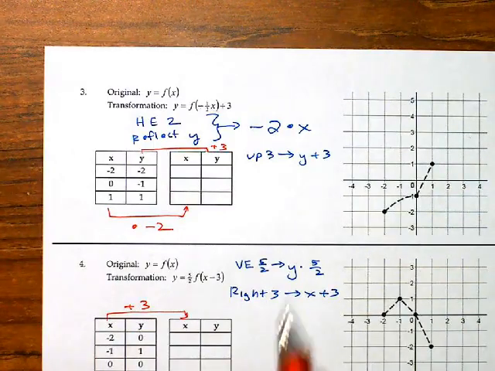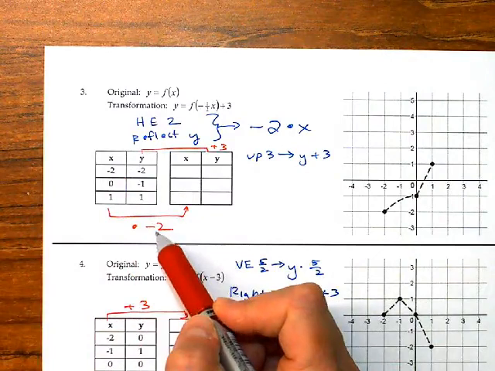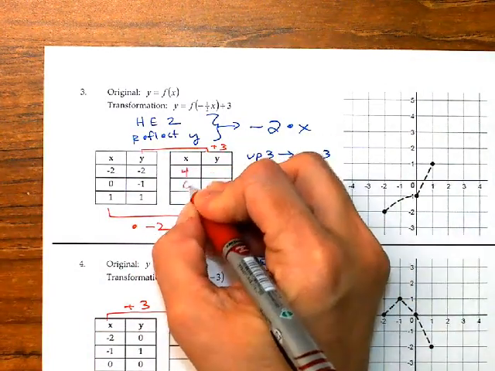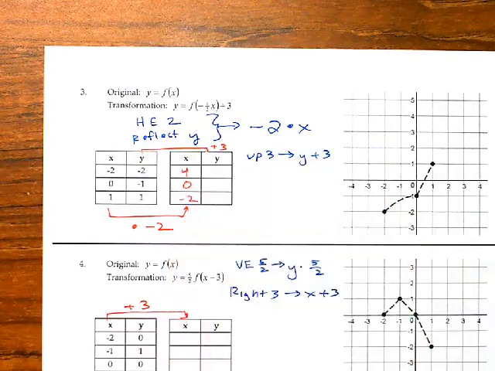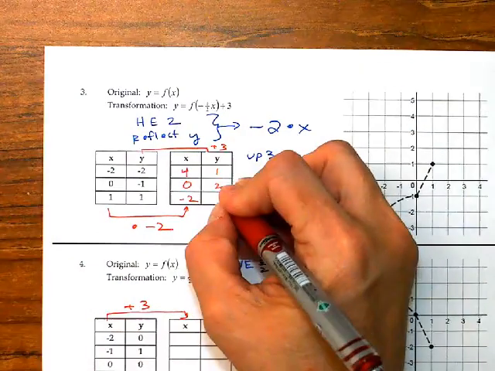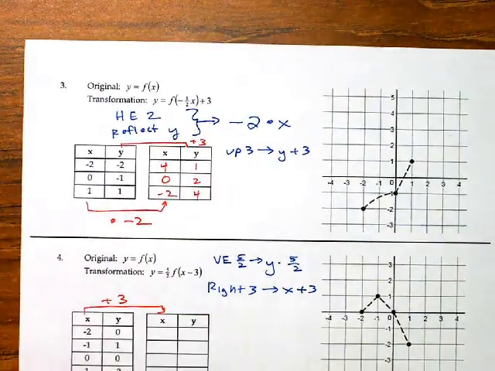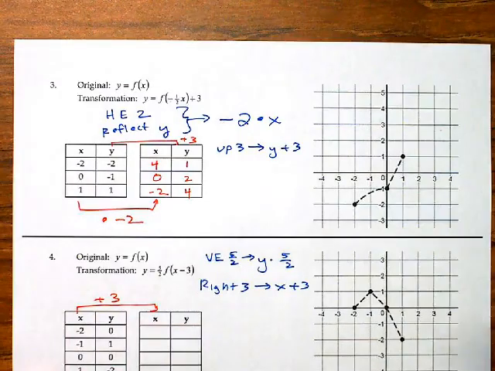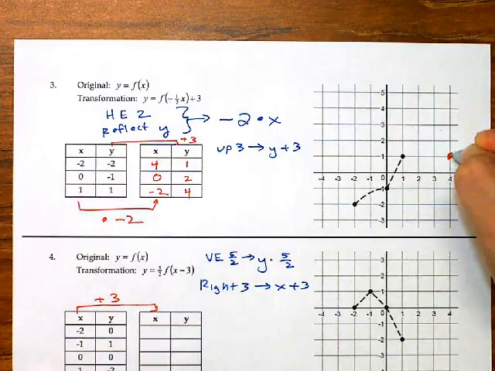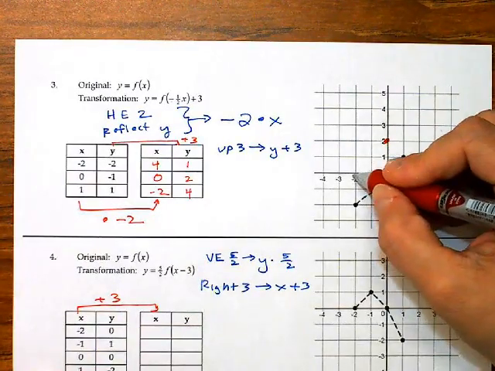So let's do some math. Let's multiply all the x values by -2. And let's add 3 to all of our y values. If we then plot these couple of points that we've got, let's see how it looks. 4, 1 comes up here. 0, 2 comes up here. And -2, 4 comes up here.